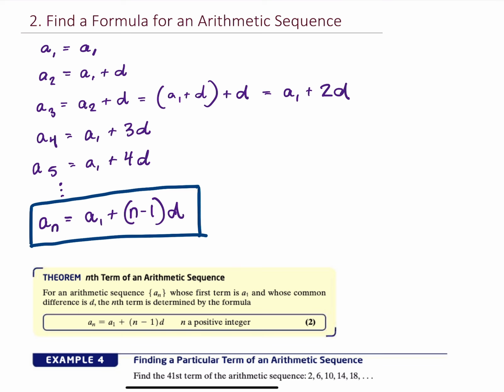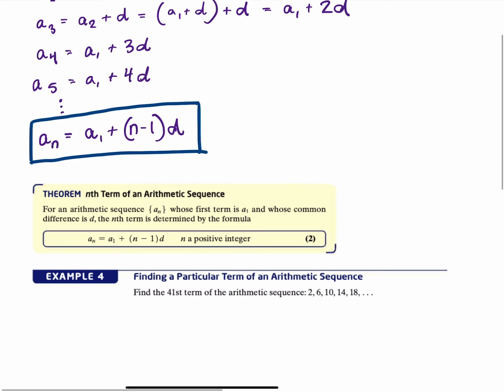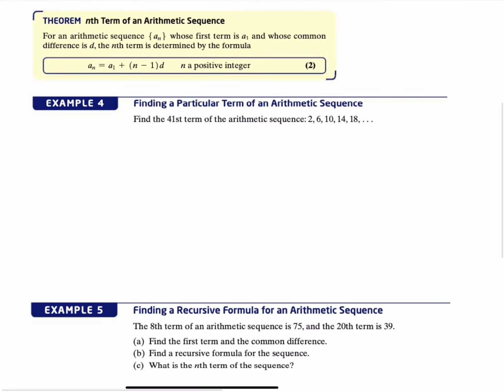So if we know the first term and the common difference, we can list any point in the sequence that we want to. So let's practice. And they have this stated from the text. For an arithmetic sequence a sub n, whose first term is a sub 1, and whose common difference is d, the nth term is defined by this formula. So let's look at number 4.